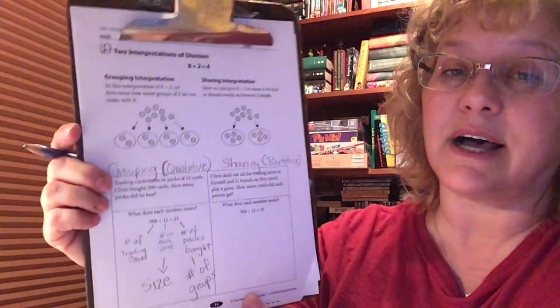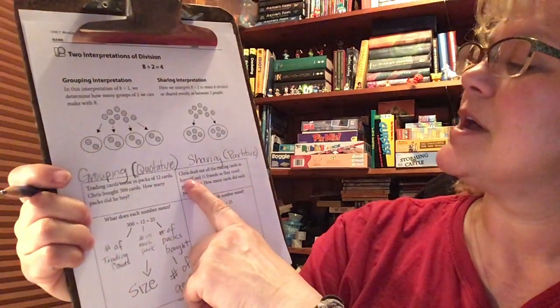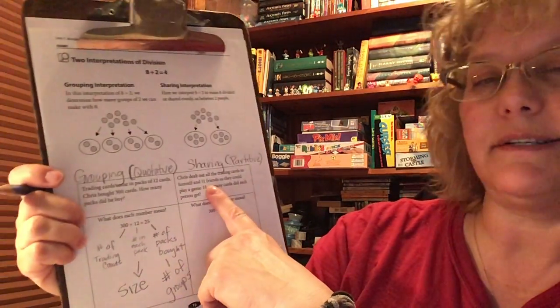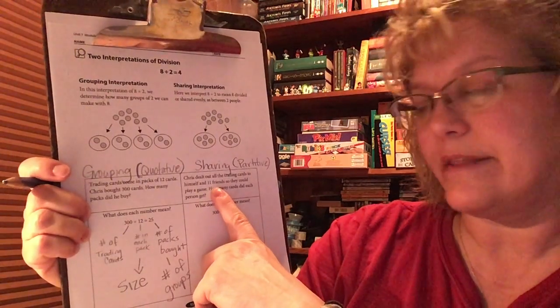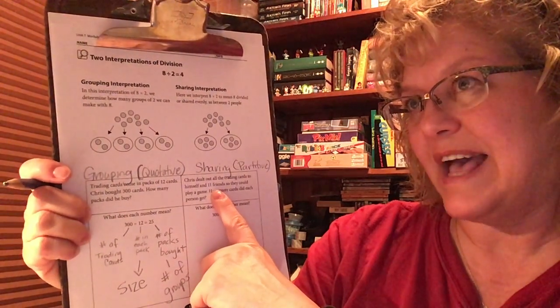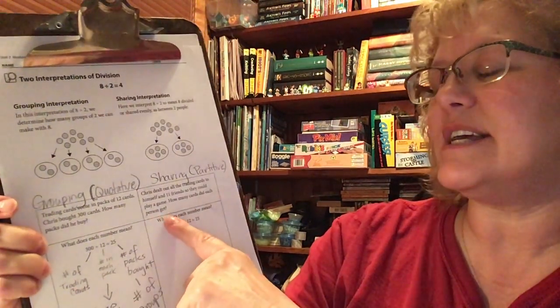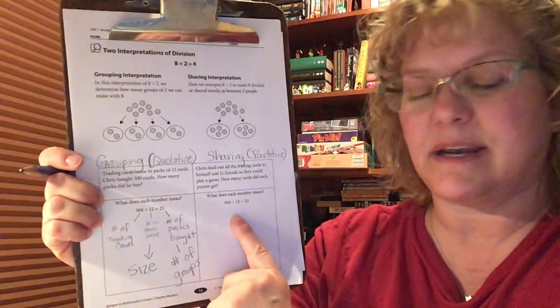Let's figure out what those numbers mean. It's a different story problem, but look, it has the same exact numbers. Chris dealt out all of the trading cards to himself and 11 friends. How many people are there altogether? Himself and 11 friends. 11 plus 1, 12. So they could play a game. How many cards did each person get? What do each one of these numbers mean?